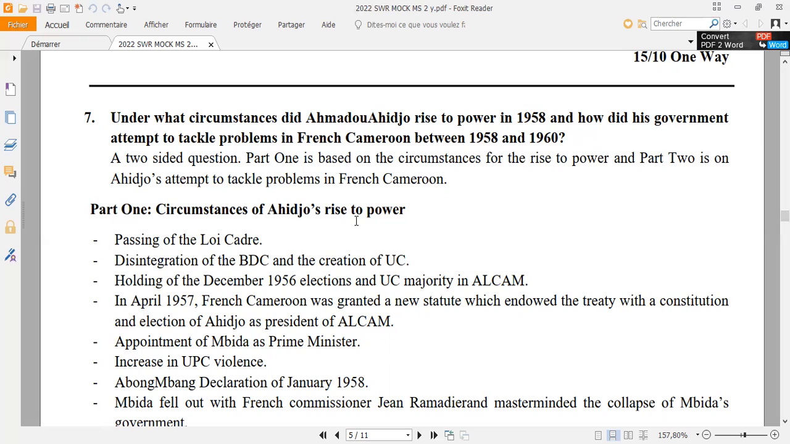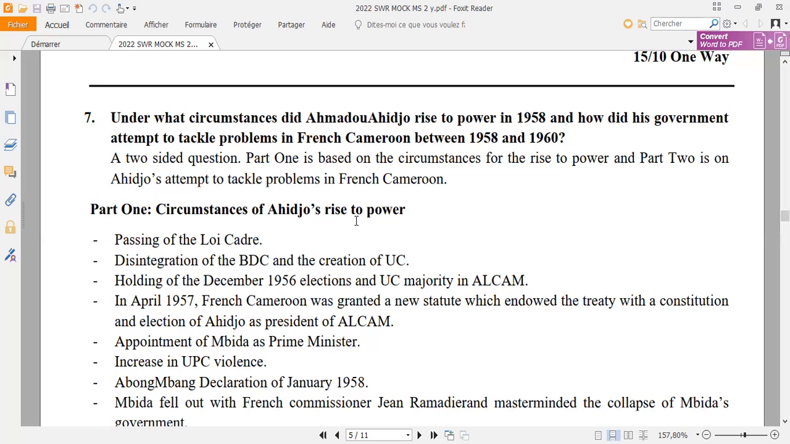A two-sided question. Part one is based on the circumstances or events for the rise to power of Ahmadu Ahidjo, and part two is on Ahidjo's attempt to tackle problems in French Cameroon. So part one is going to focus on circumstances of Ahidjo's rise to power. Example, you have the passing of the Loi Cadre, you have the disintegration of the Bloc Démocratique Camerounais and the creation of the UC, Union Camerounaise.